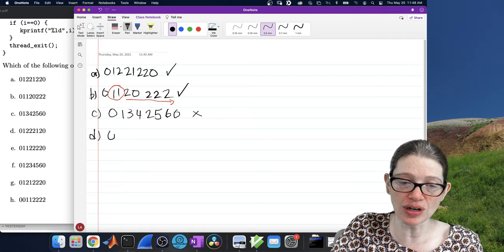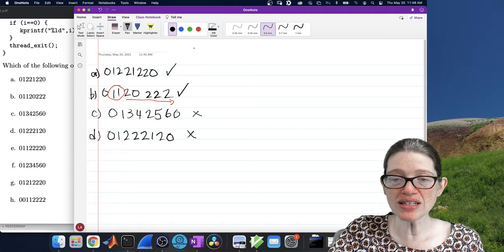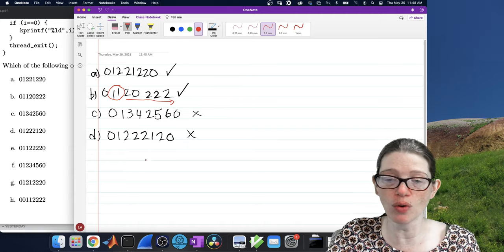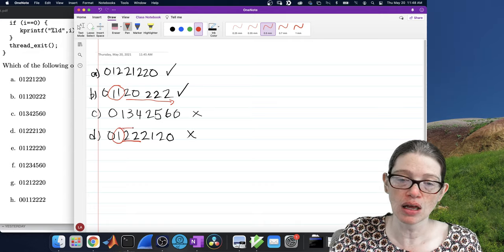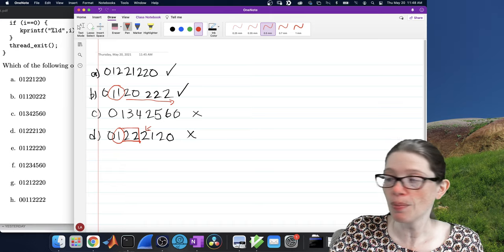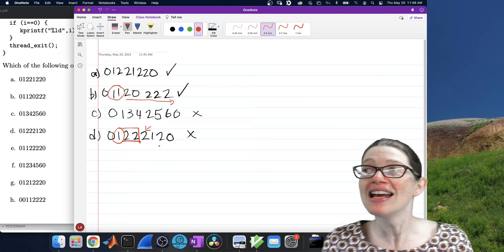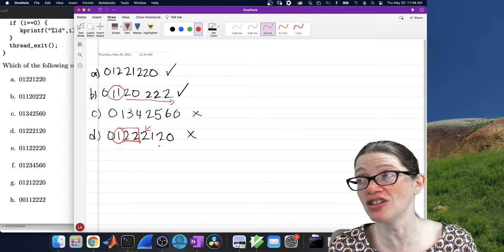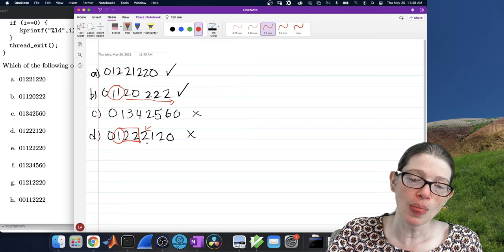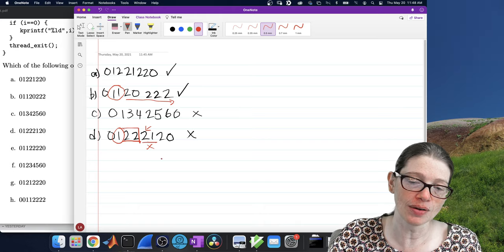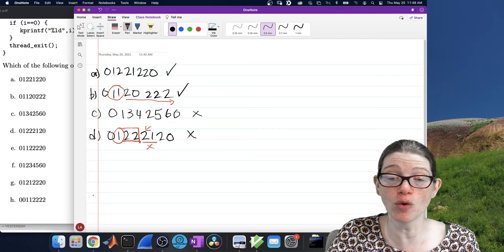Then we have D. D is a little tricky. This one is also not possible. And the reason is we print before we fork. So we print and then we fork two threads. But here's an extra two. And the problem with the extra two is that the second thread one needs to actually fork the next two thread twos, and it prints its one before it does that. And so we can't have this. This ordering here is not possible. We have an extra two before we actually forked the other one.